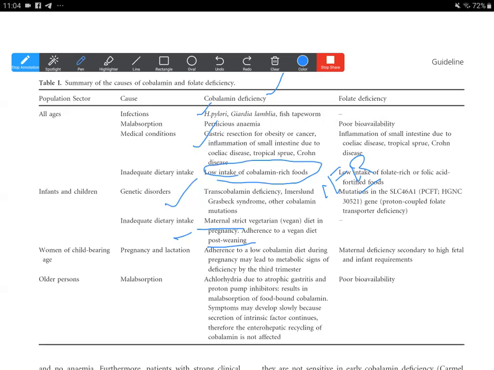So other tests of intestinal absorption are also normal. So not only is the amount of intrinsic factor secreted normal, the gastric acid secretion is also normal. The parietal cells are doing their work, and also the intestinal absorption of other substances is normal. It's just specifically, in Imerslund-Grasbeck syndrome, there is a specific intrinsic factor receptor deficiency. So the effects of cobalamin deficiency will be only there.